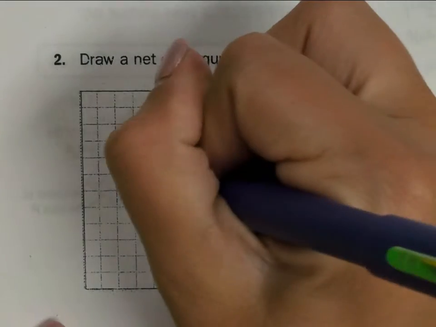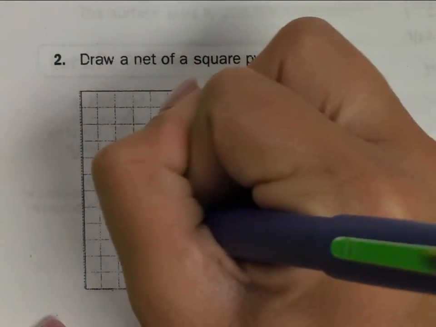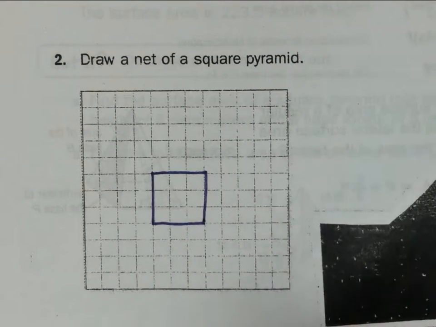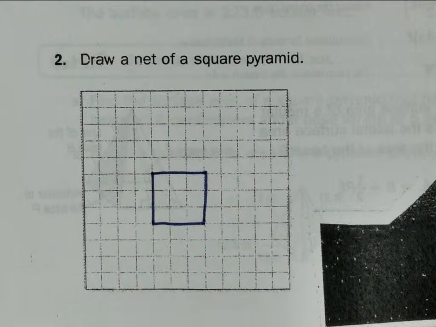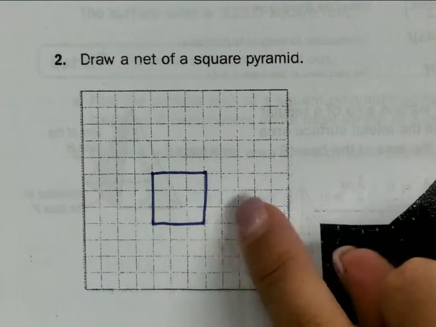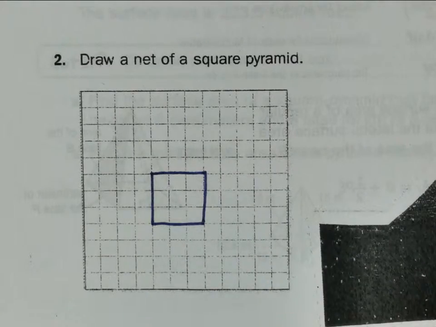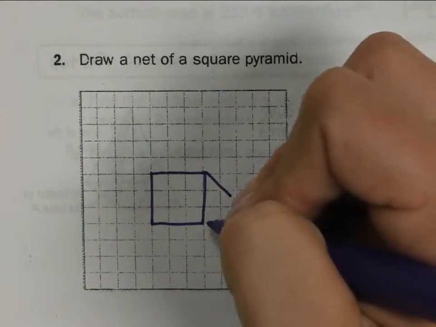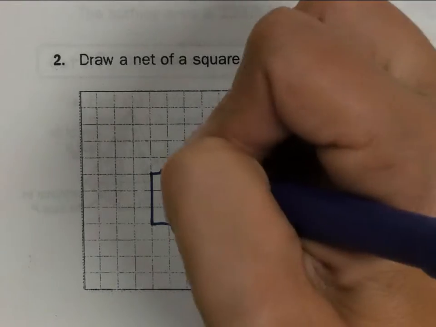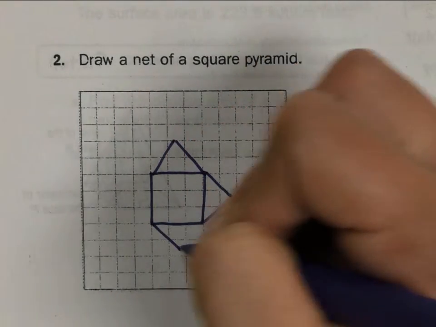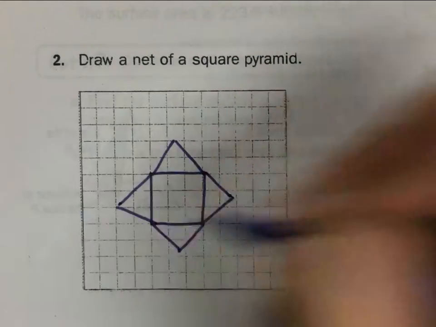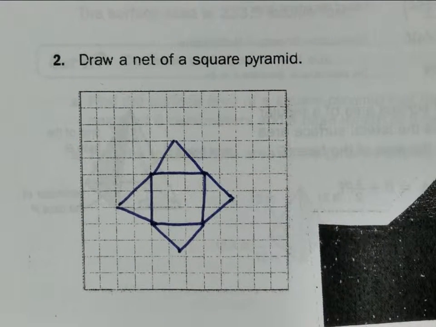So right here in the middle, I'm going to draw my square, which is my base. And then what is it going to look like if I take one of these triangles and I pull it down? There's going to be a triangle on each side. Right, but is the tip of that triangle going to be on the square, or is it going to be the flat side? The flat side, right? It's going to look like this. So that is the net of a square pyramid. So it's how it looks if you were to unfold it and flatten it all out.